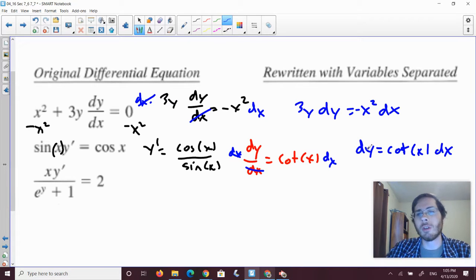So you can double check. You always want to have a dy and a dx on two different sides. That's how you kind of know that everything's been separated.